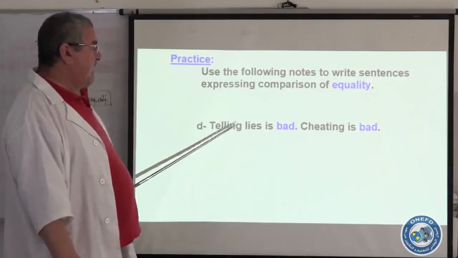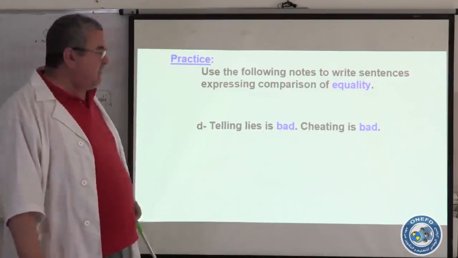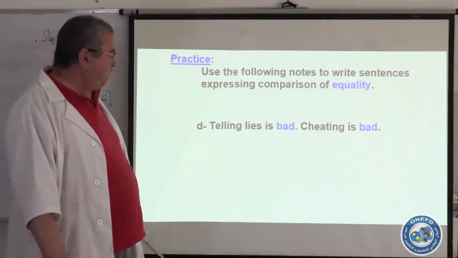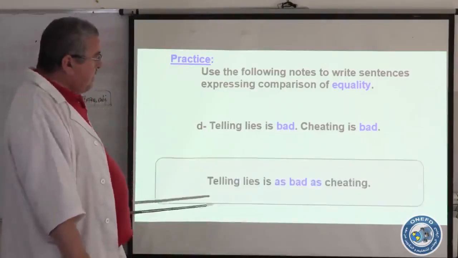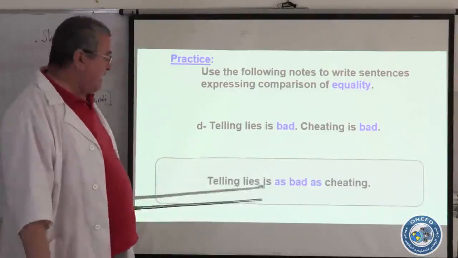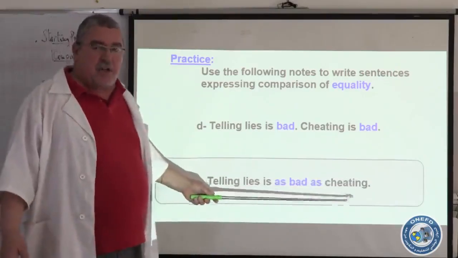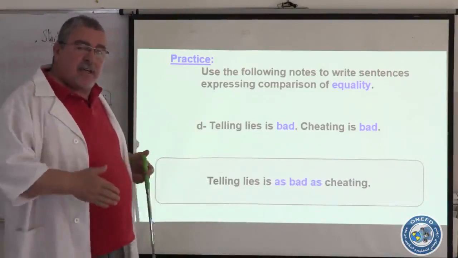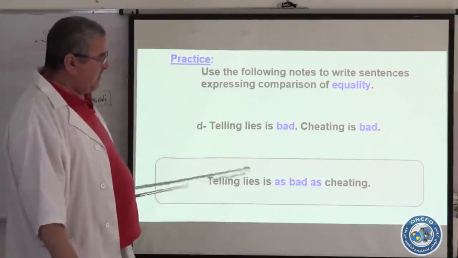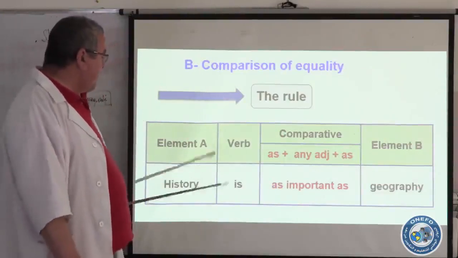Following sentence, telling lies is bad. Cheating is bad. How are we going to express comparison here? Telling lies is as bad as cheating. Both are bad. Telling lies is bad. And you all know that cheating is also bad. So, cheating is as bad as telling lies, or we start with telling lies. It's the same.